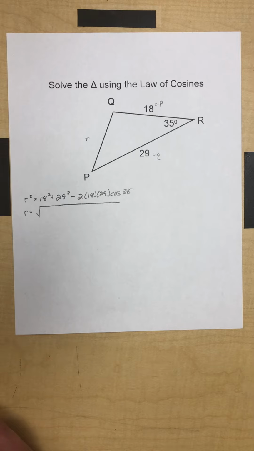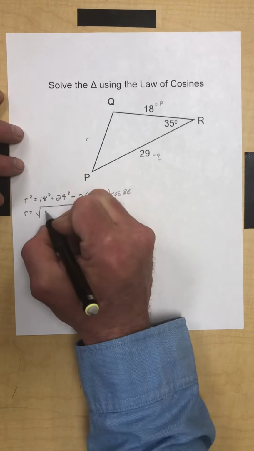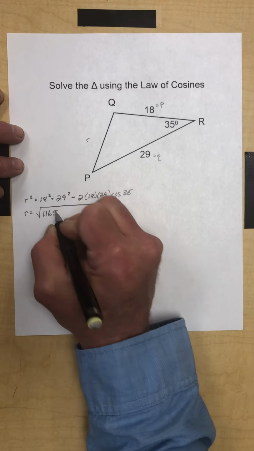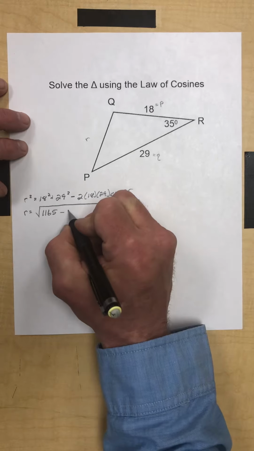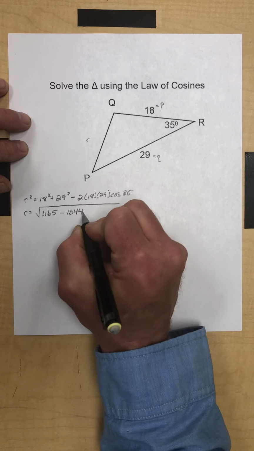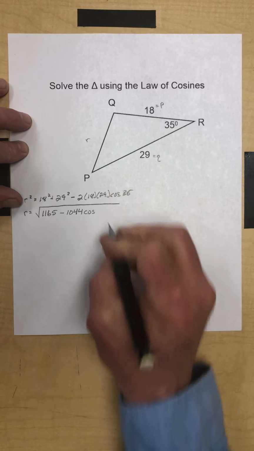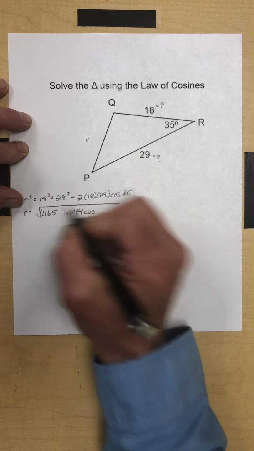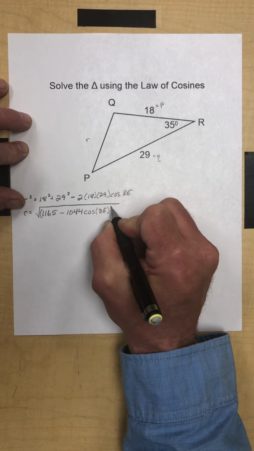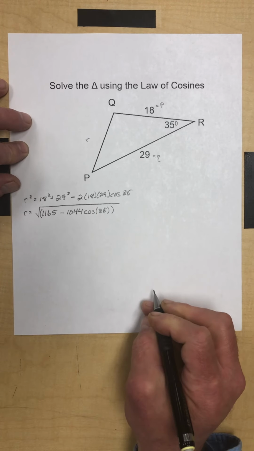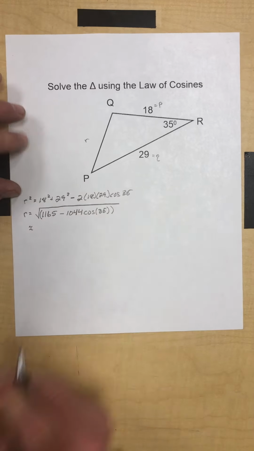So I go 18 squared plus 29 squared, and I'm getting 1165, minus 2 times 18 times 29, and I am getting 1044 times the cosine of 35. And remember, you'll get a parenthesis here and a parenthesis here for the 35, and a second parenthesis for the square root. And then we just punch that in.